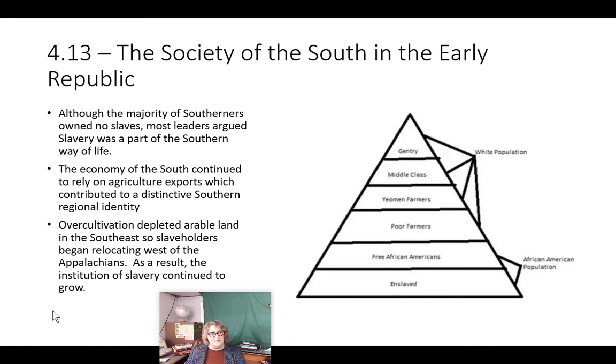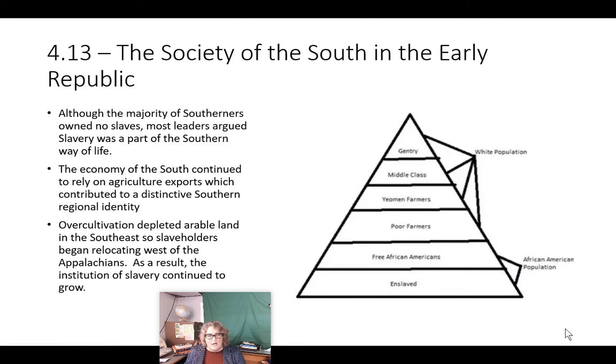And then what we see is that there's overcultivation on these plantations in the Southeast. So slave owners will begin to relocate west of the Appalachian Mountains. And so as a result, we're going to see the institution of slavery continue to grow during this time period, even though the founding fathers, when they wrote the Constitution, believed slavery was on its way out. So this will be the final topic that we look at.